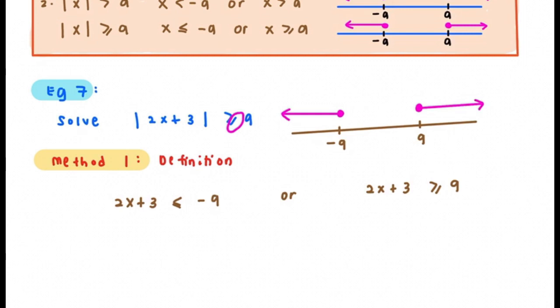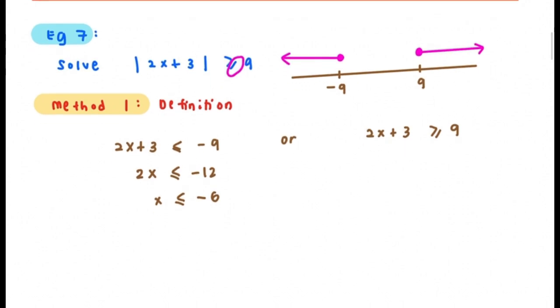So you have to write the definition first. Then solve the first part. You are having the linear inequalities here. So remain x on one side, number 3 bring to the other side. So you are having negative 9 minus 3 is negative 12. So x will be less or equal than negative 6. And then solve the second part. 2x remain on one side, 3 bring to the other side. You have 9 minus 3 is 6. So x is more or equal than 3.